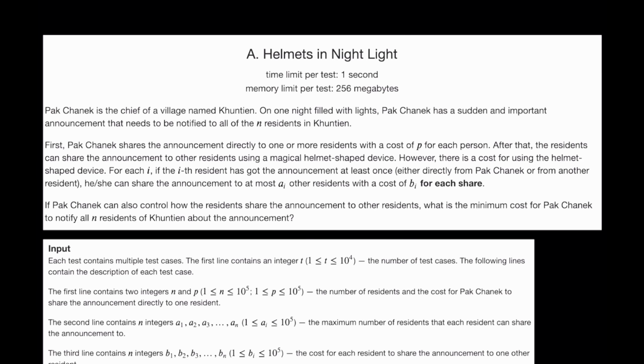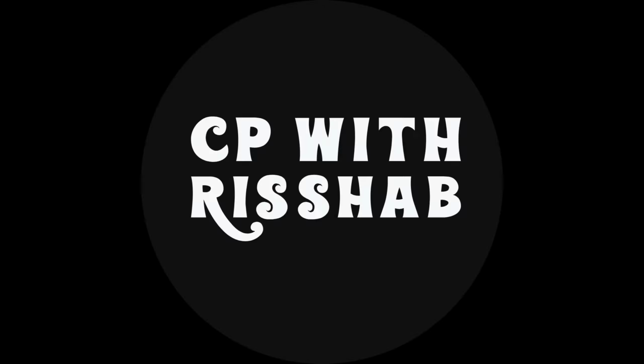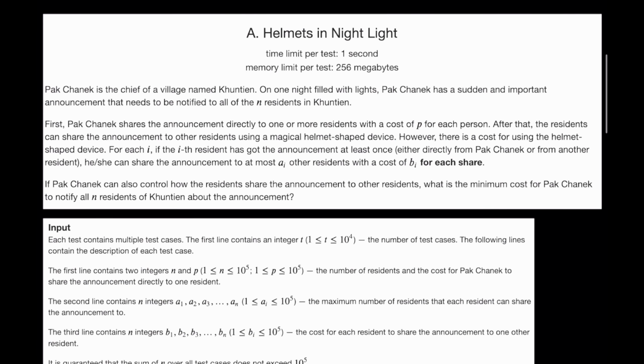Hope you're all well. So today we are going to discuss the third problem in the TLE Eliminator CP sheet, 1000 rated problems. The problem name is Helmets in the Night Light. So let's get started. Let's start by reading the problem statement first.